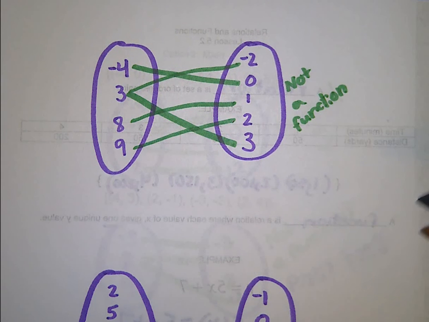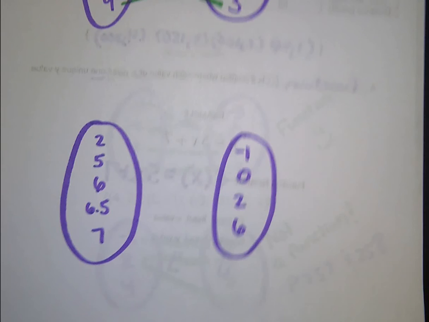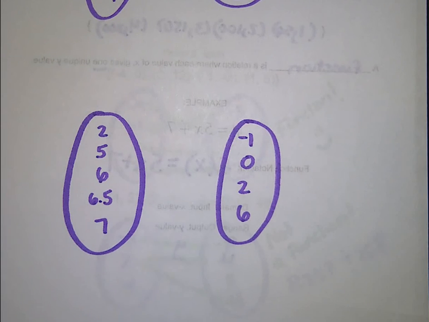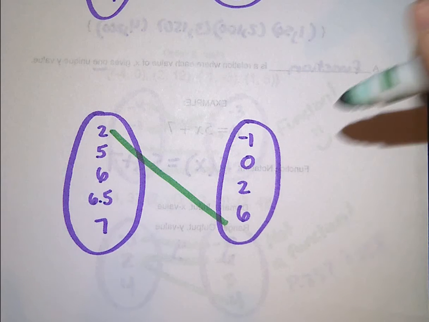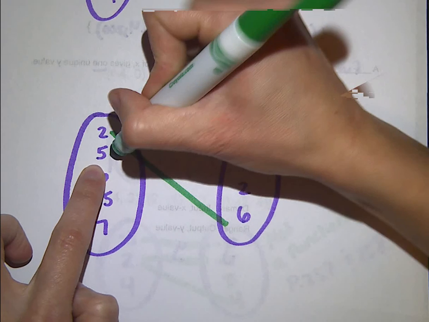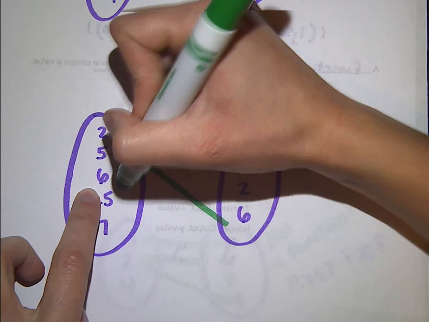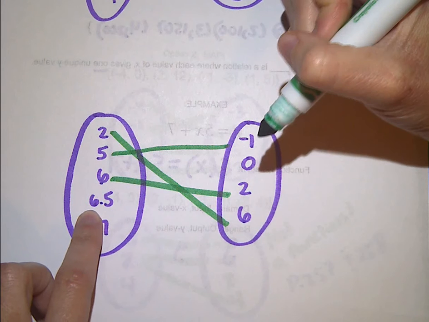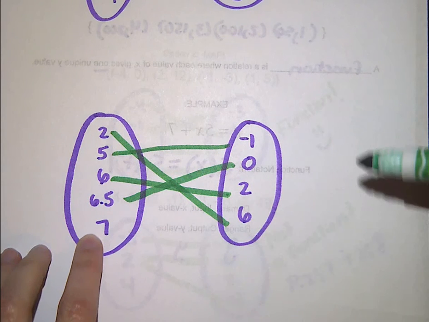But it's not a function because that 3 went to negative 2 and 3. Okay, so let's go ahead and try this next one. So this one I had my 2 went to 6, all the way down there. And then my 5 went to negative 1. And my 6 went to 2. And 6.5 went to 0. And 7 went to negative 1.